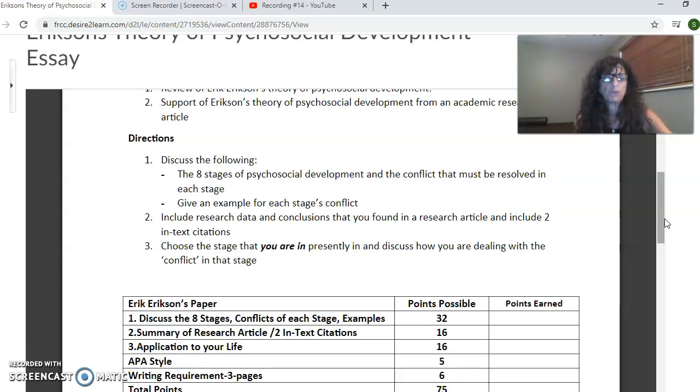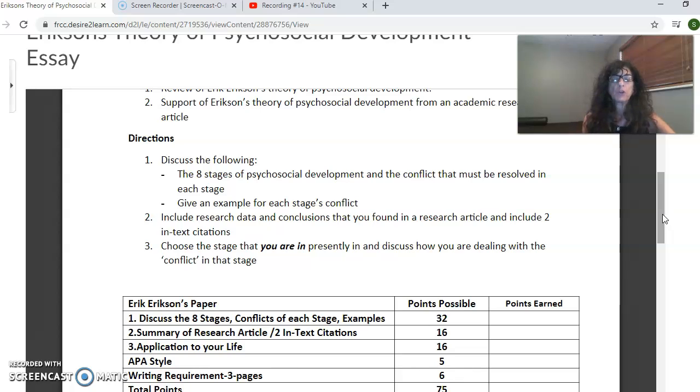Secondly, you're going to include research data. So you're going to have to go to the online database, Front Range. I'm sure you've been there before for EBSCO and for other classes. And you're going to find a research article that pertains to Erikson. There's lots out there. You should have absolutely no problem finding one. And include 2 in-text citations in the body of your paper, pulling information to add some credibility, to add some support of the model.